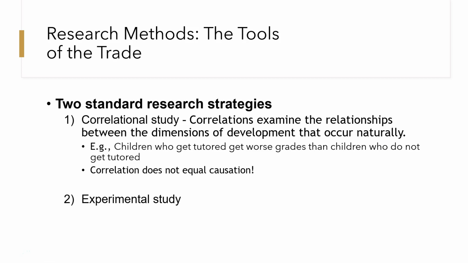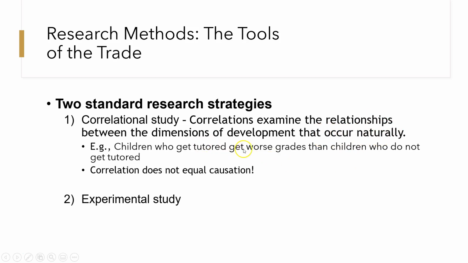So we have two standard research strategies. We can do a correlational research study or an experimental study. When we're doing developmental research, correlational research studies examine relationships between dimensions of development that occur naturally. The key here is you're looking at things that happen naturally. You're not doing an experiment where you're manipulating something or giving somebody a treatment. You're just looking at two things that occur naturally.